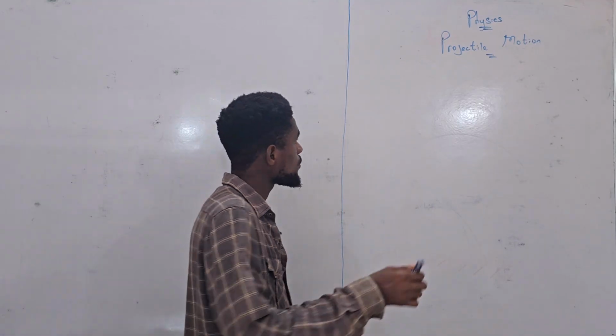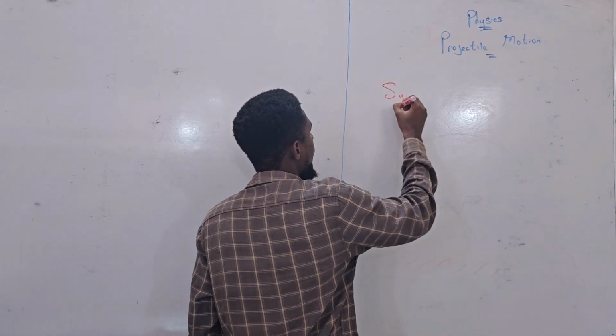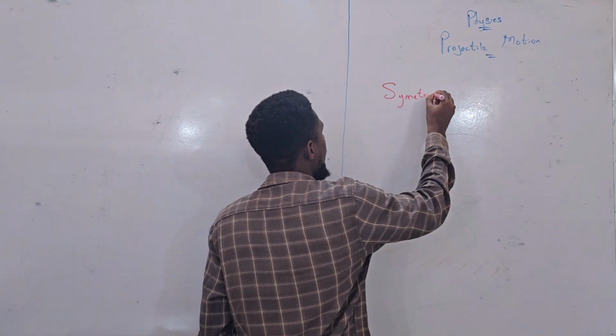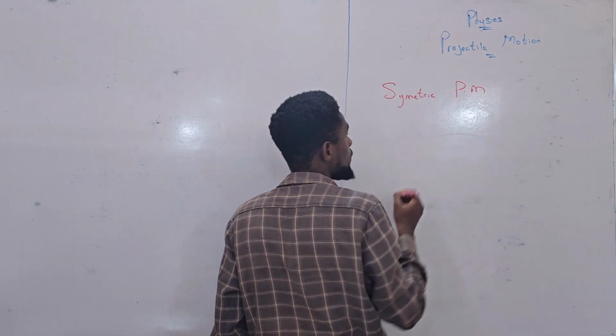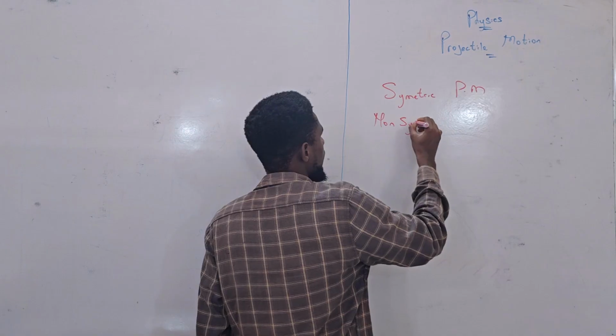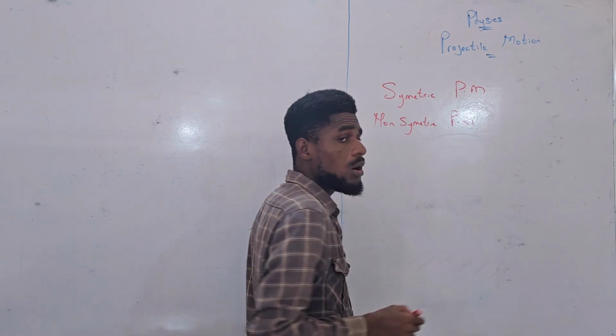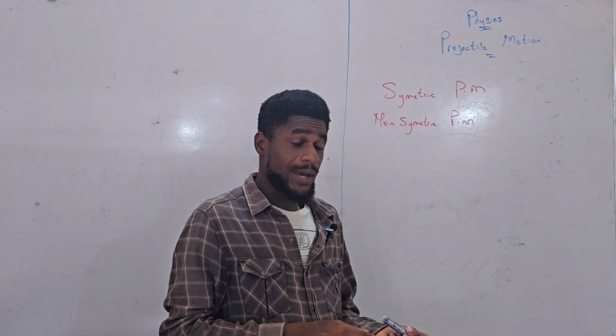The first one, we can refer to it as the symmetric projectile motion, while the other one, the non-symmetric projectile motion. For the non-symmetric projectile motion, we have three types.